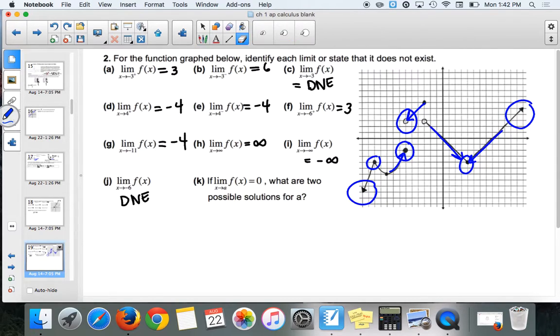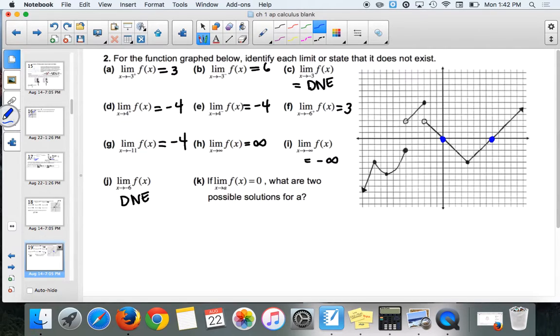And then this last one is asking a question in kind of a strange way. So it's saying, if the limit as x goes to a of f of x equals 0, what are two possible solutions for a? So let's think about this in regular words. So we're saying, as x gets closer to a certain number, the y value is equal to 0. So as x goes to a certain number from the right and left, how do I get a y value of 0? So I have a y value of 0 here and here. So where does that occur? At a equals 0 and a equals 8. Those are the x values, right? That's what we're saying. Does that make sense?